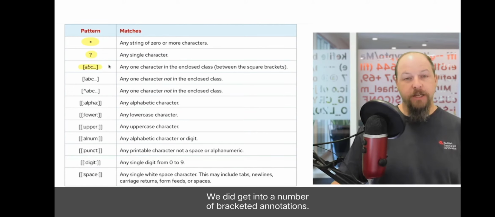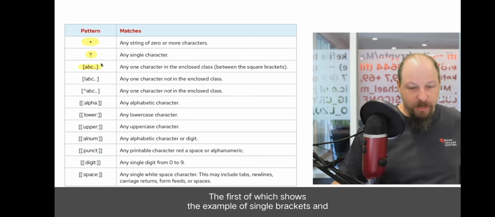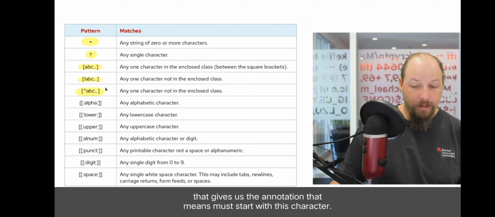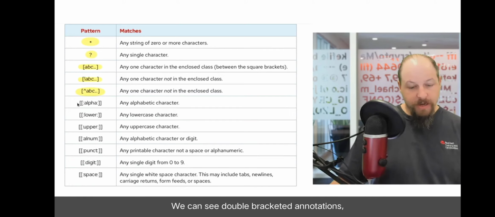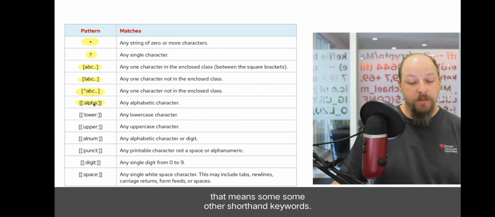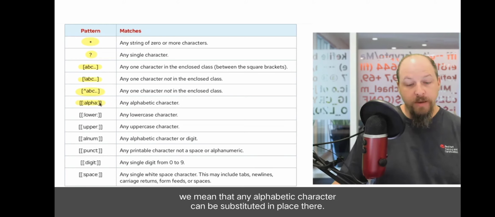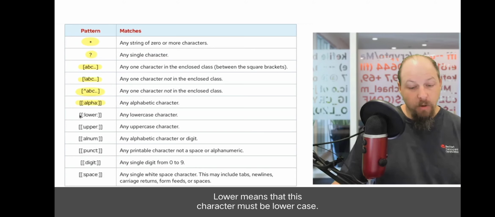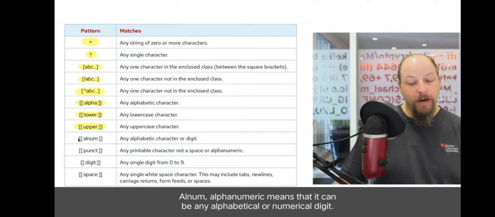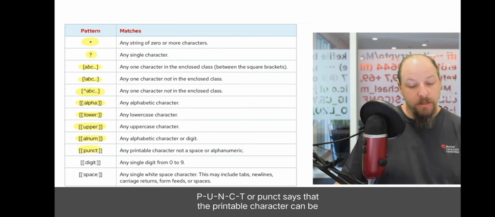We then get into a number of bracketed annotations, the first of which shows the example of single brackets must start with this character. We can see double bracketed annotations that means some other shorthand keywords. When we say alpha in the double brackets enclosed within colons, we mean that any alphabetic character can be substituted in place there. Lower means that this character must be lowercase. Upper obviously means that it's uppercase. Alnum or alphanumeric means that it can be any alphabetical or numerical digit.